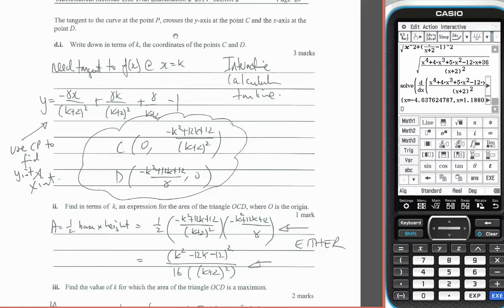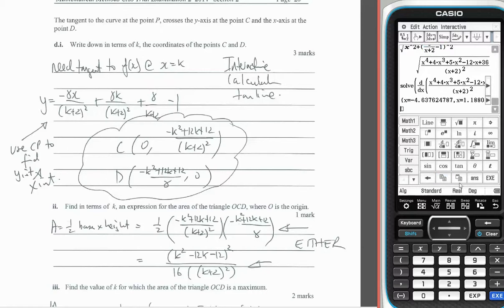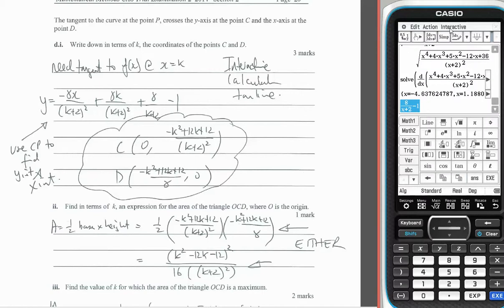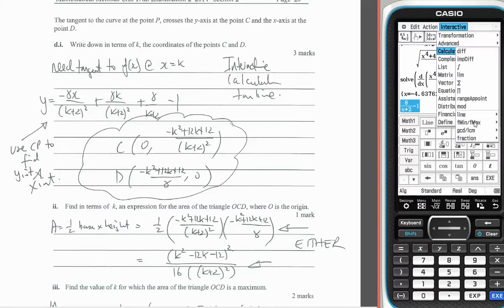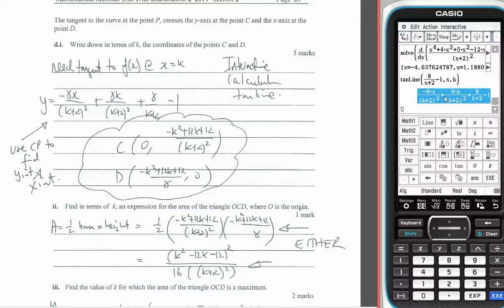The tangent to the curve at point P crosses the y-axis at point C and the x-axis at point D. Write down, in terms of k, the coordinates of C and D. Well, if I have the tangent at point k, then I find its x and y intercepts. So, this is my rule. I'm going to copy that and calculate a tangent line, interactive calculation, tan line at point k. Okay, that's the equation of the tan line.